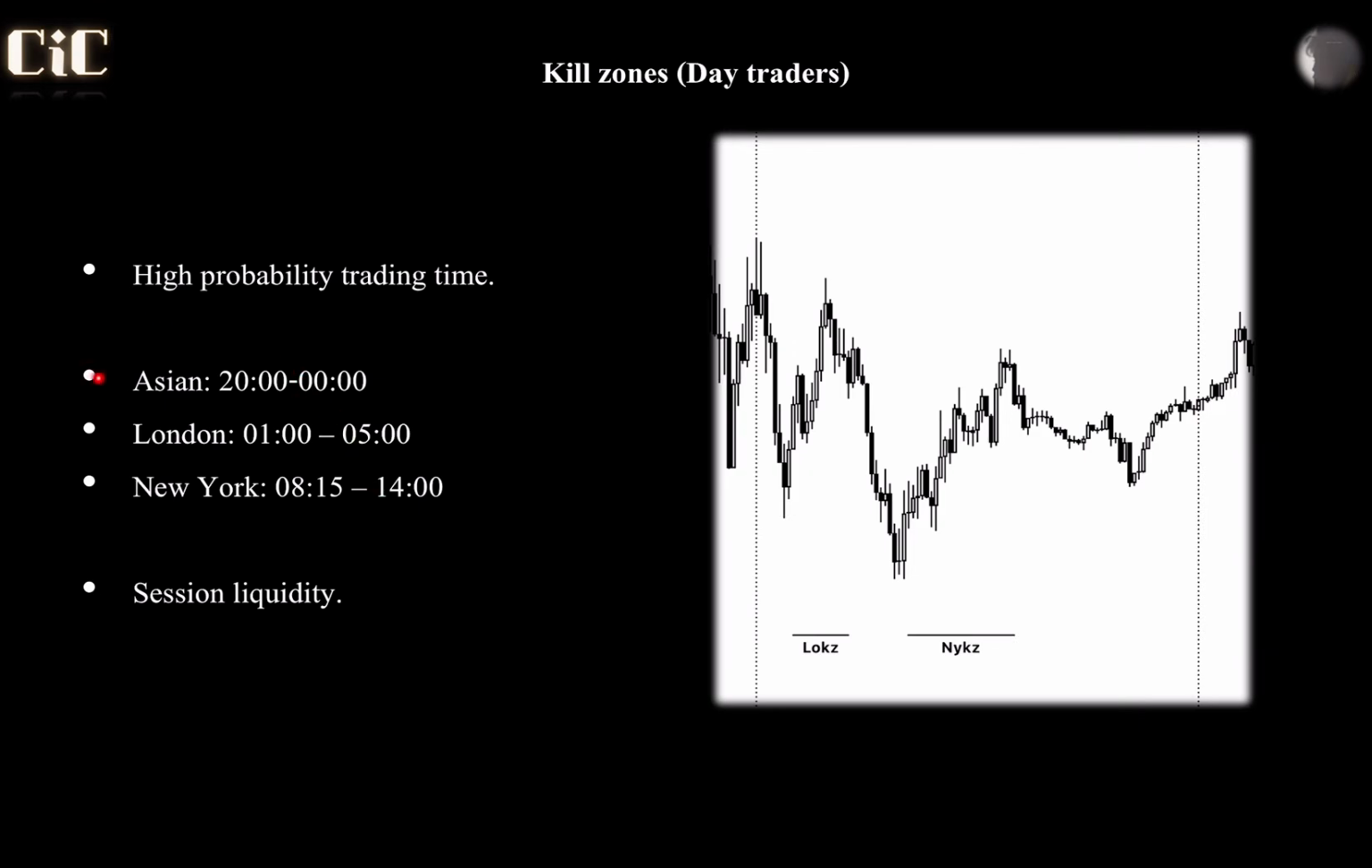It's a window of time in which price moves faster. We have three main ones: the Asian session, which we usually leave and don't trade. We watch what the Asian does in order to anticipate London. So the Asian session is 8 p.m. to midnight New York time.